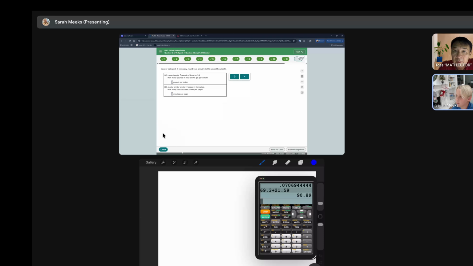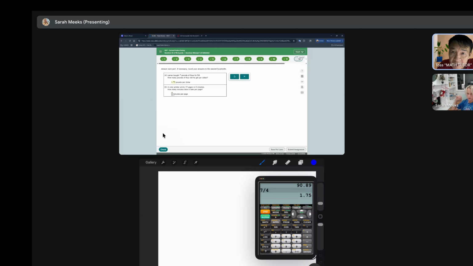Answer each question. Round the answer as necessary. Lamar bought 7 pounds of flour for $4. How many pounds of flour did he get per dollar? See, this is the one we just talked about. So you're going to do 7 pounds divided by $4. So it's going to be 1.75 pounds. But are we rounding to the right decimal place? Nearest hundredth. It's tenths and hundredths. So yeah, it's right.